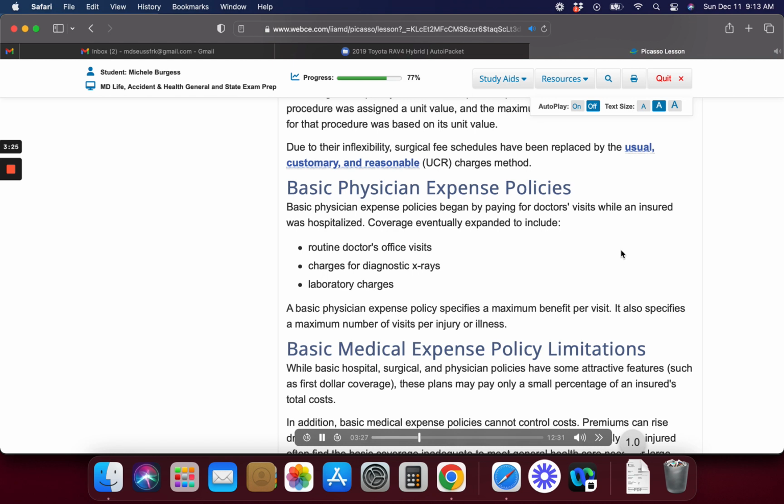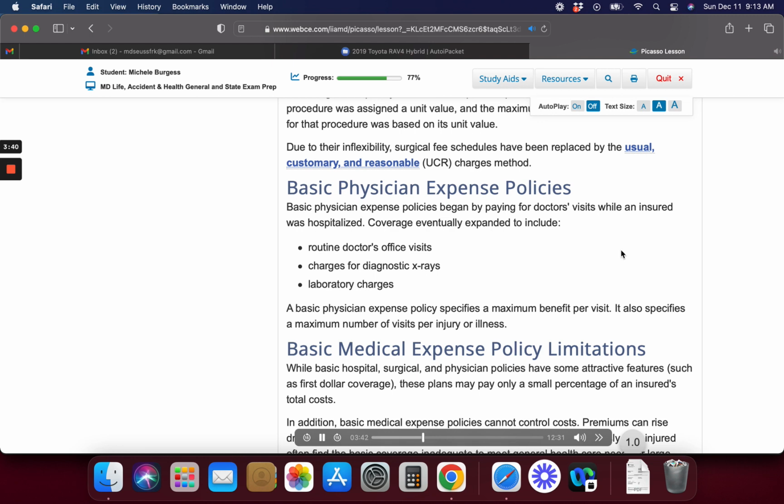Basic medical expense policy limitations. While basic hospital, surgical, and physician policies have some attractive features, such as first dollar coverage, these plans may pay only a small percentage of an insured's total costs.